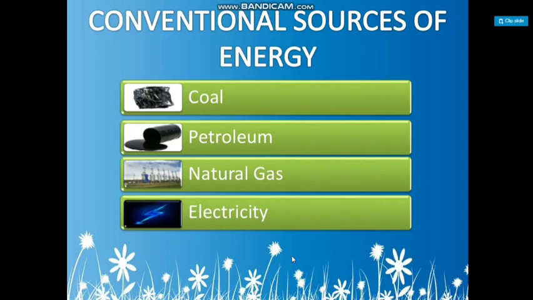Electricity. It has a wide range of applications in today's world. Electricity is generated mainly in two ways. Number one, by running water, which drives hydroelectric turbines to generate hydroelectricity. Number two, by burning other fuels such as coal, petroleum, and natural gas to drive the turbine to produce thermal power.